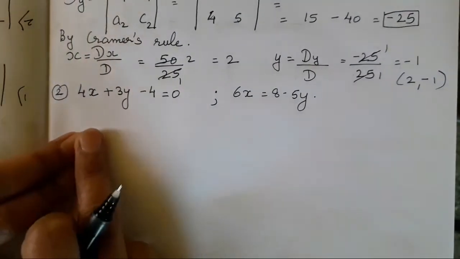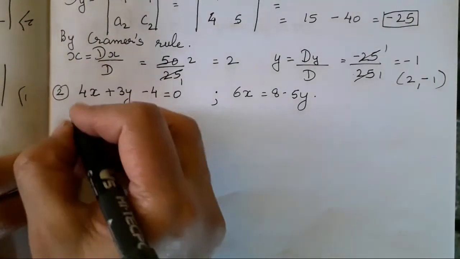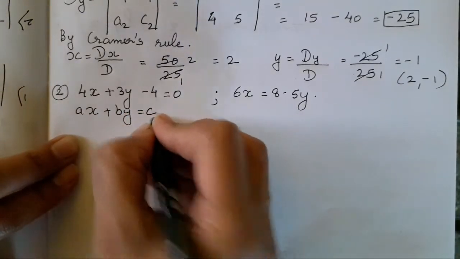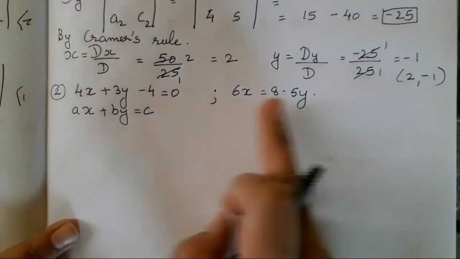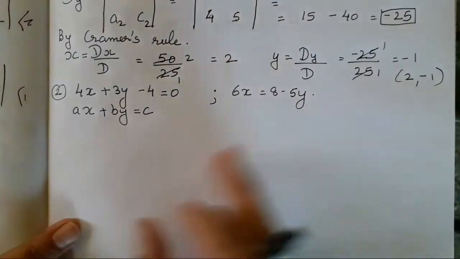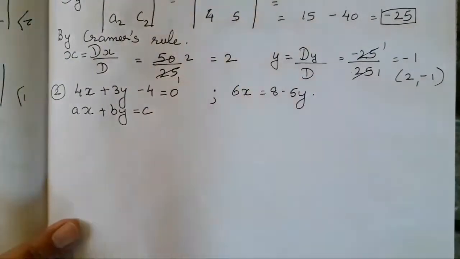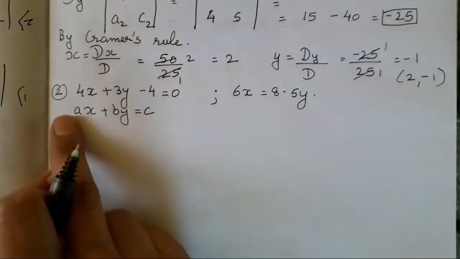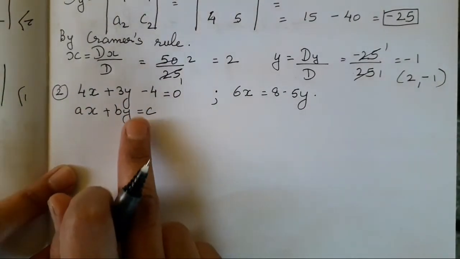We have to first change this equation into the form of ax plus by is equal to c. Okay, you will see 0 is there, and x and y should be on one side and the number should be on the other side. So you all have to change both the equations according to this form.